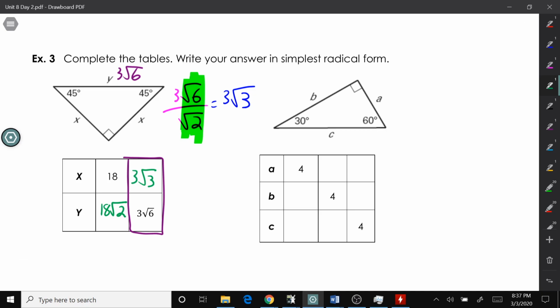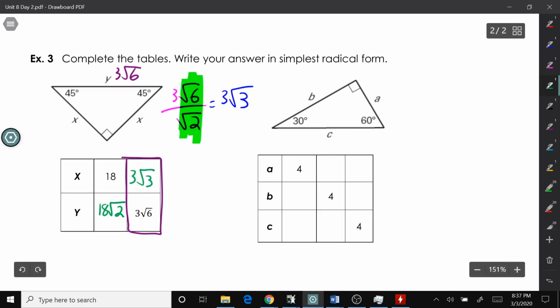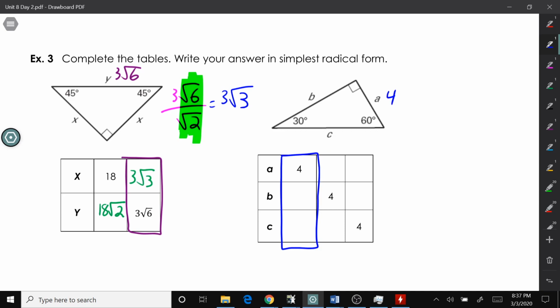Now we look over at today's stuff. Alright, and we go by column. If A is 4, if the shortest side is 4, that means the longer leg has to be 4 times the square root of 3. And then that means the hypotenuse has to be 4 times 2, which is 8.